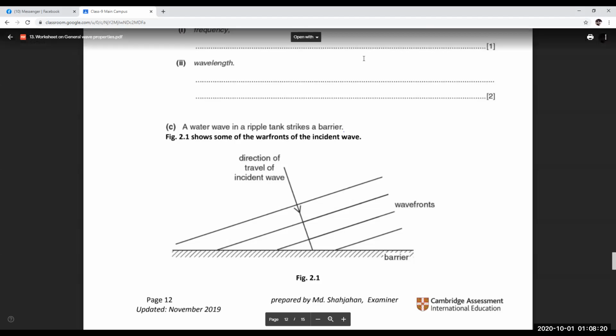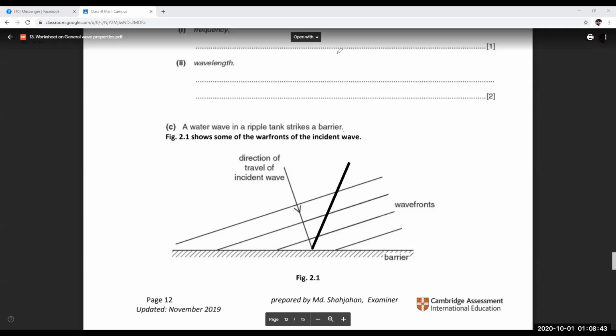So it will follow the rule of reflection, the law of reflection. There will be i equals r. Like this one? Yes, very good. So you also show the arrow. Show the arrow, please.